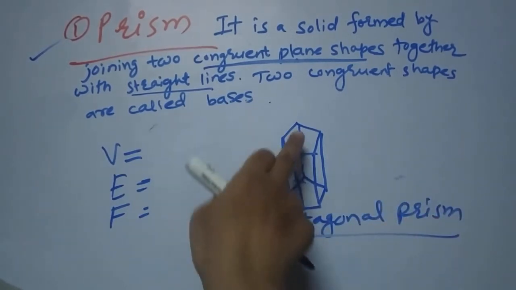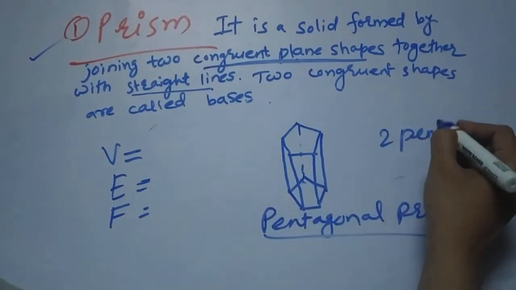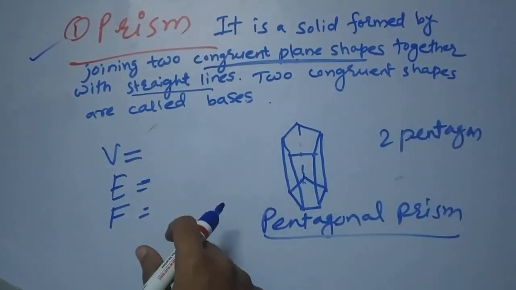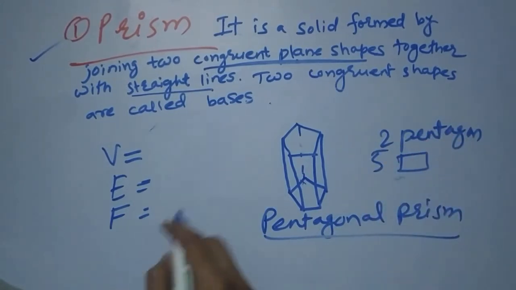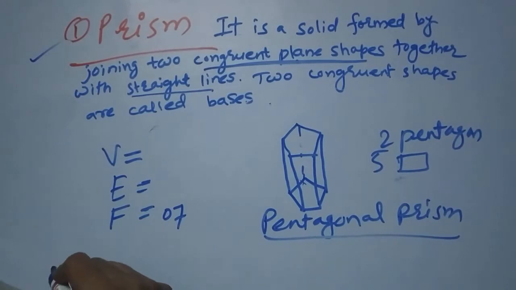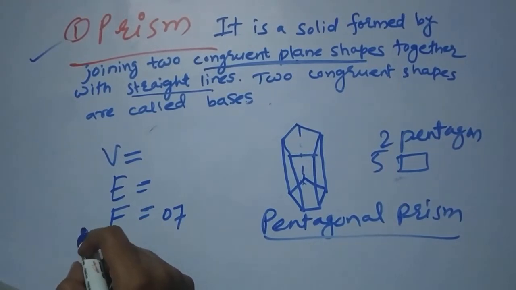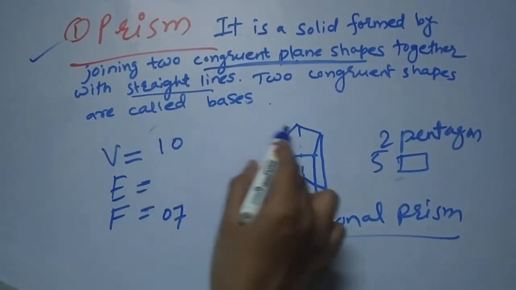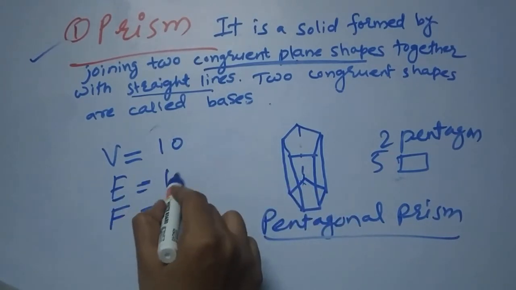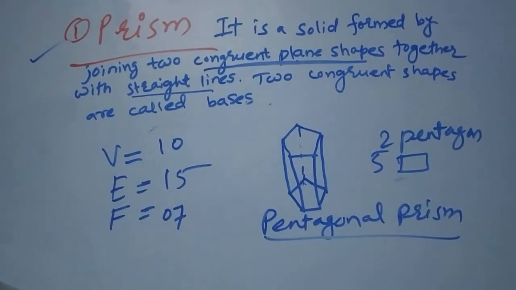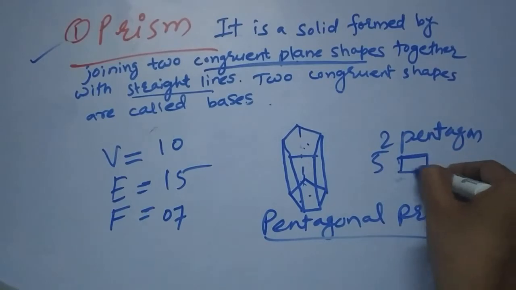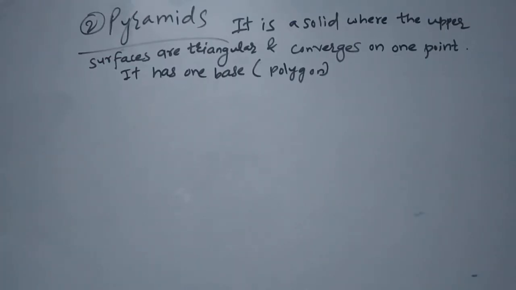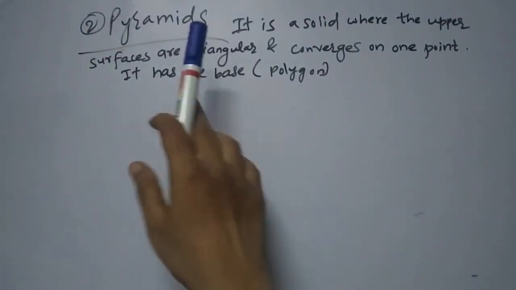You can see here are the 2 pentagons, 5 sides, and the 5 are what? Rectangles. So total 7 faces are here, and if you count its vertices, they are 10, 5, 5, 10, and the remaining edges are 15 here. So the pentagonal prism has 2 congruent pentagons joined by parallel lines, and those parallel lines made 5 rectangles. So now our next solid is what?